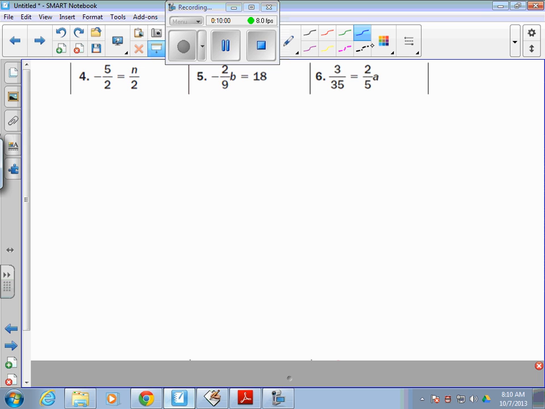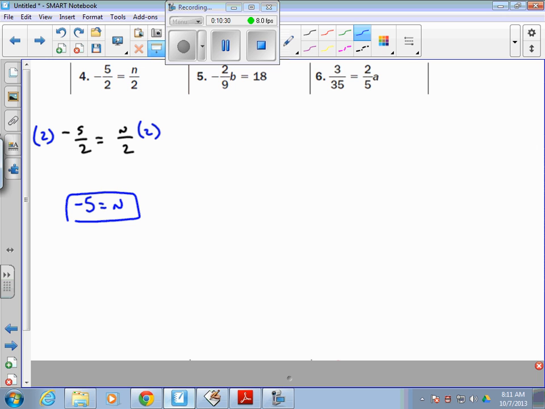4 says negative 5 over 2 equals n over 2. Again, n over 2 is the same thing as n divided by 2. So in order to undo divide by 2, multiply the right by 2. If you do that to the right, you have to do likewise to the left. If you multiply straight across, 2 times negative 5 is negative 10, and negative 10 divided by 2 is negative 5. So these will cancel on the right. N's value equals negative 5.